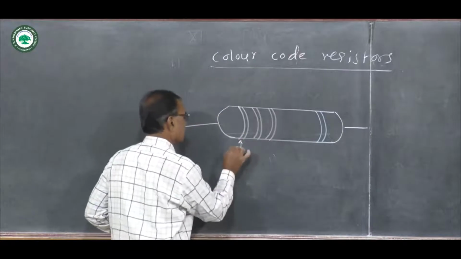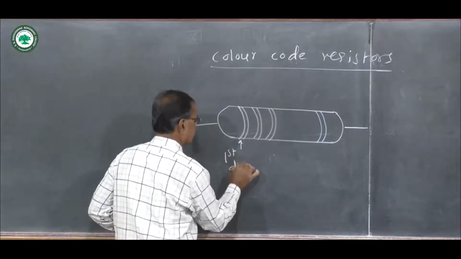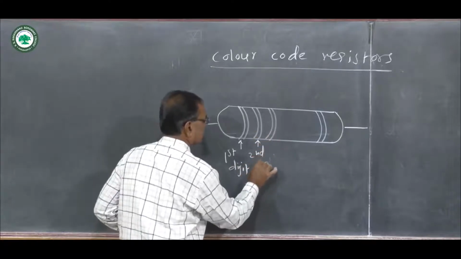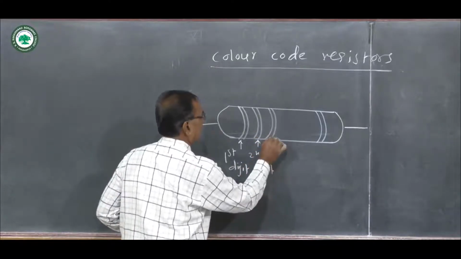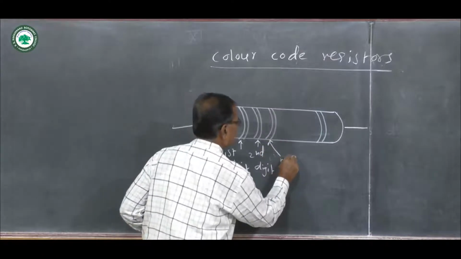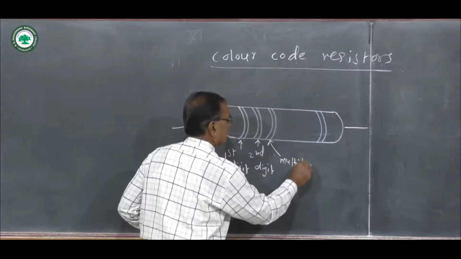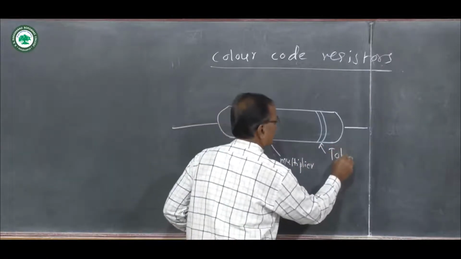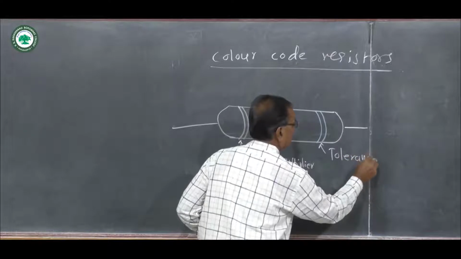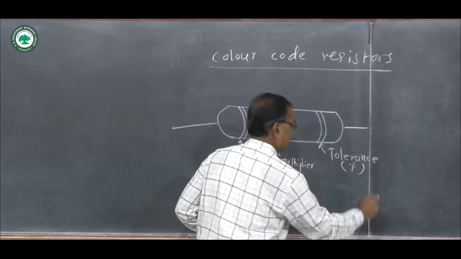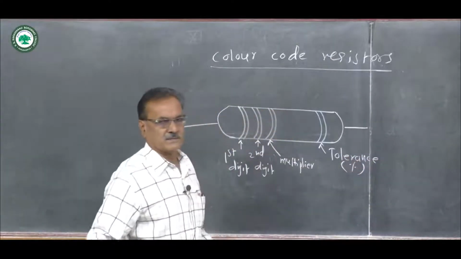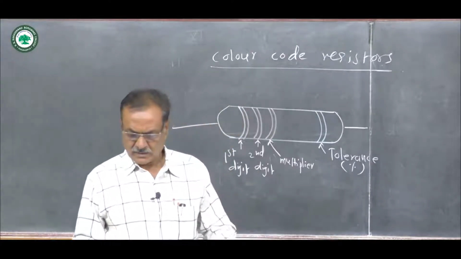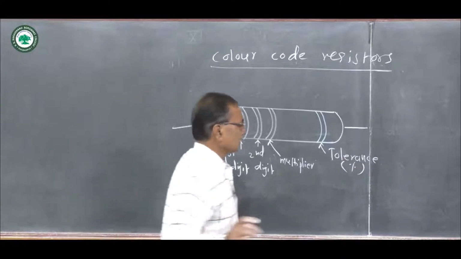This is the first digit. Now this color denotes the second digit, and the third color denotes the multiplier. And now this is the tolerance. This color denotes tolerance in percentage. Now this tolerance is in plus or minus.